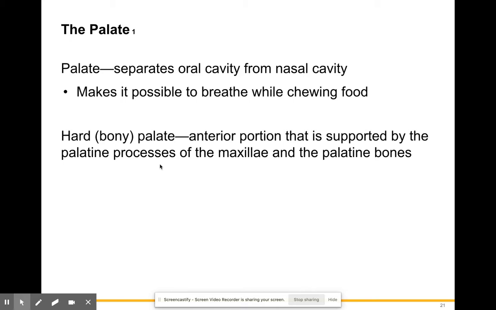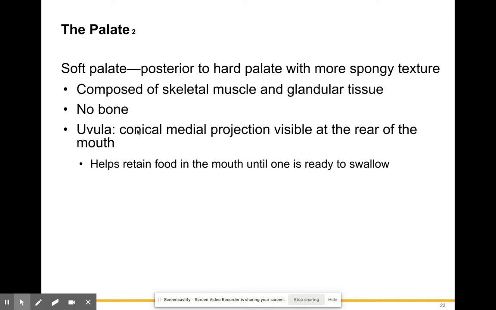Your soft palate is posterior to your hard palate with a much more spongy texture. It's made of tissue, okay? It's composed of skeletal muscle and glandular tissue. There is no bone there. So when someone decomposes, their soft palate decomposes with them. Their hard palate will stay because it's bone. Okay. The uvula is that little bag that hangs in the top back of your throat. It is visible from the mouth and it helps to keep food in the mouth until you're ready to swallow. We don't want food prematurely going down into our throat if we're not ready to swallow it. That's how some things can end up in the airways, and we don't want that.